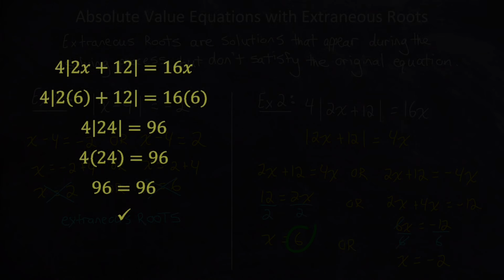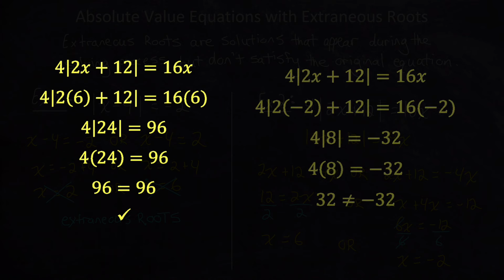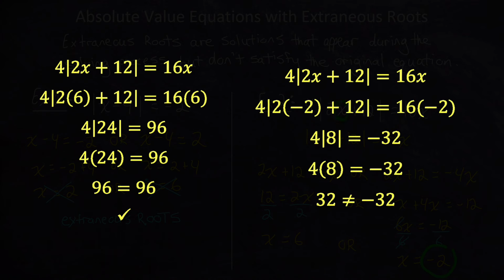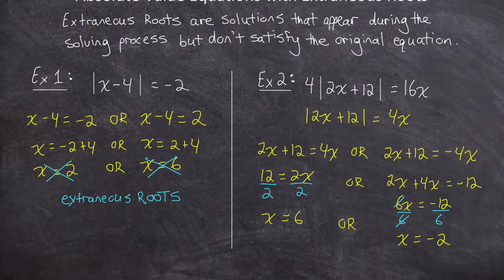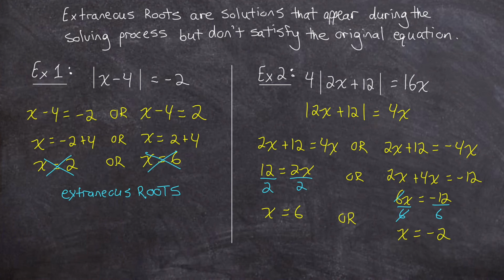When subbing 6 in for x into the original equation, it makes the left side equal the right side. It makes them both 96. But when I sub negative 2 in for these x's, it doesn't make left side equal right side. It makes the left side 32, but the right side negative 32, which means this answer of negative 2 is not a solution to the original equation. So we'll cross it out, and we'll indicate that that's an extraneous root.